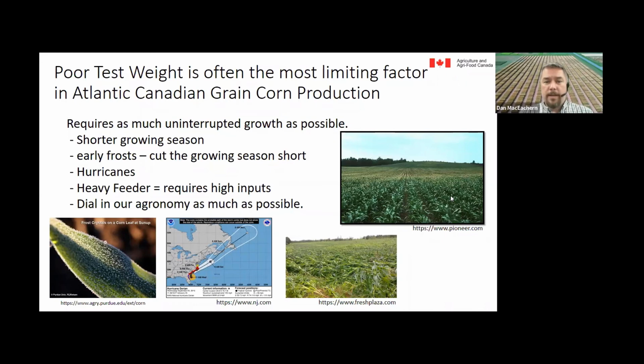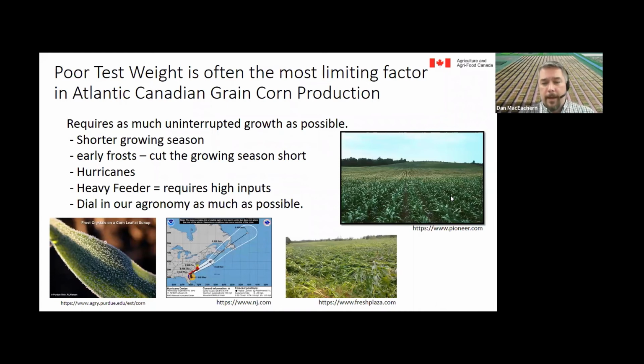So poor test weight is often the most limiting factor in corn production here in Atlantic Canada. And why is that? Well, I think it's because we have the shorter growing season, and that's why the plastic worked so well. What we were doing is essentially extending the growing season, or the opportunity for that crop to fill its grain, by about a week. Early frosts are a big problem here. We received frost in 2020 around mid-September, and that greatly affected the plots.